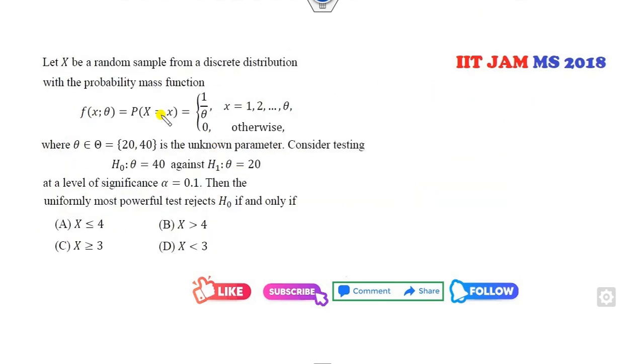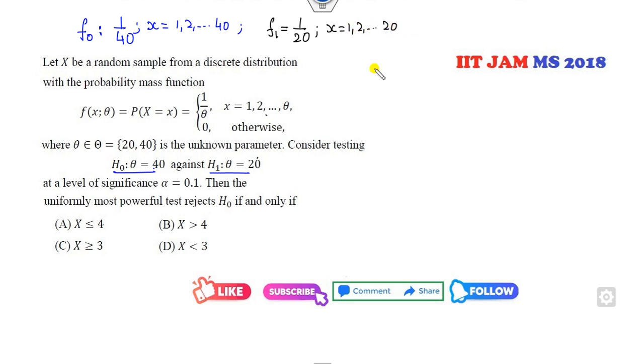Okay, look at this another one, which is my h0 and h1. So what is my h0? That is what I call f0. Theta is equal to 40. So it is 1 over 40 when x is 1, 2 up to 40. What is my f1? f1 is 1 over 20 when x follows 1, 2 up to 20. Fine. Then you can define L of h1 divided by L of h0. Now because they are not the same, you have two cases. When x is up to the common 20 and after that it's 21, 22 up to 40.